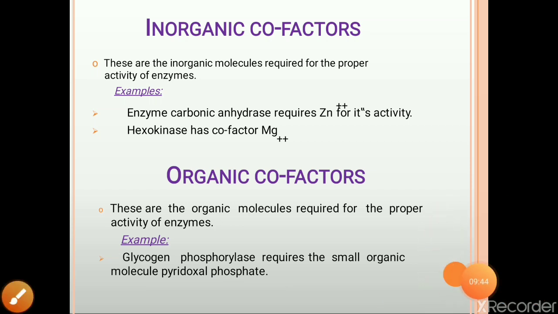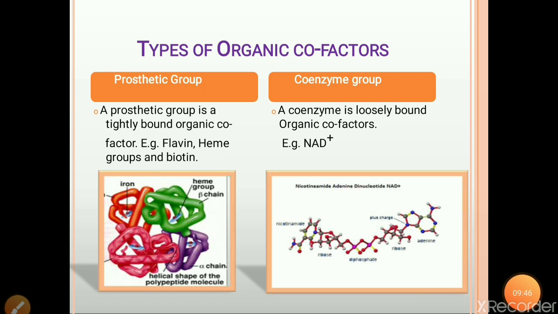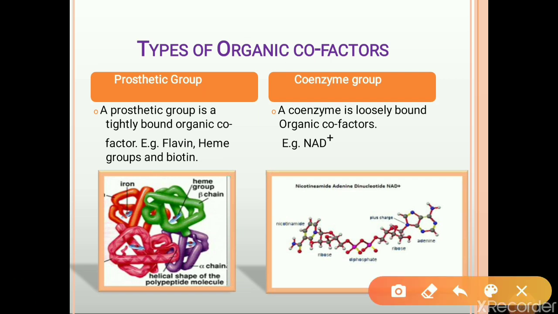Another slide here: types of cofactor. There are two types of organic cofactor. One is the prosthetic group, another is the coenzyme. A prosthetic group is a tightly bound organic cofactor. Examples are flavin, heme group, and biotin. Here is a hemoglobin chain, where the heme group is bound. There are two beta chains and two alpha chains, because hemoglobin is a tetramer in structure.